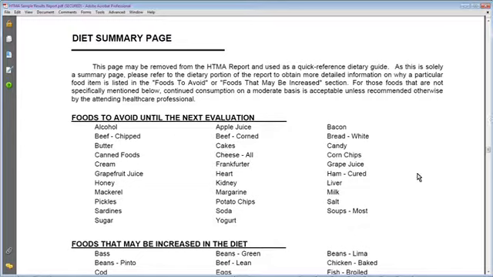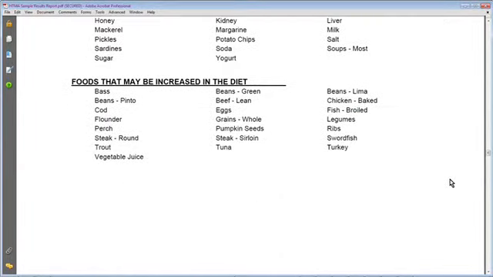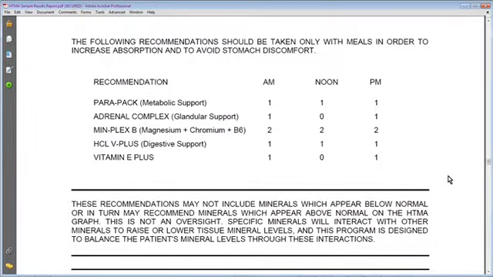Foods to avoid until the next evaluation and foods that may be increased in the diet are included in the report. The following recommendations should be taken only with meals in order to increase absorption and to avoid stomach discomfort.